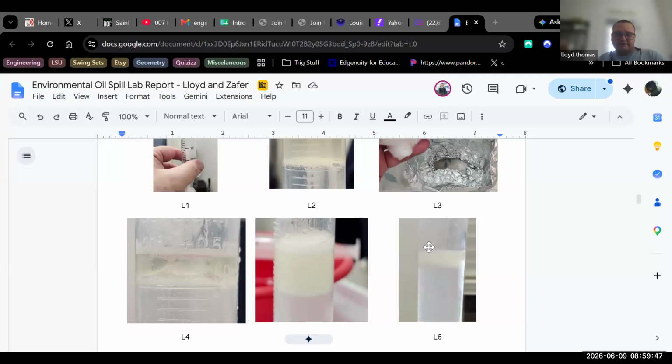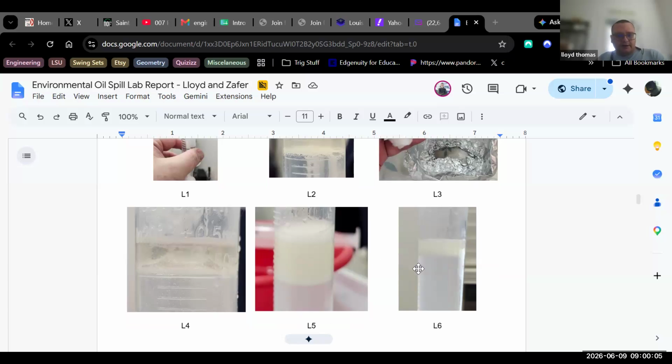And then L6 here was my cotton experiment again, and it looks like it got just about the same amount. It's still foamy, so I gave it the same score of 2. I got about half of what I originally started with.